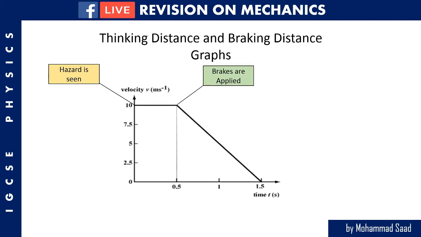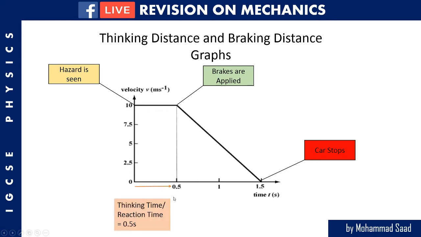the brakes, and as you have applied the brakes, the velocity will start to decrease. It decreases and comes straight to rest, meaning 0 meters per second. Finally the car stops. After you see the hazard and before the brakes are applied, this is your thinking time that you have calculated from the graph, which is 0.5 minus 0, that is 0.5 seconds, the thinking time or reaction time. Then you apply the brakes, and before the car stops, this is your braking time. You need to subtract these two values, which is 1.5 seconds minus 0.5 seconds, equal to 1 second.